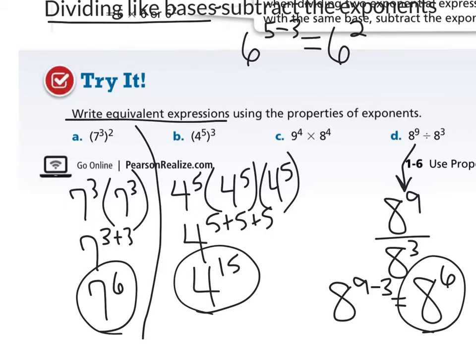Part C, we are not going to do. That's like that example 2 that we skipped, so don't worry about that. We could do something with that, but this is our main focus, A, B, and D.